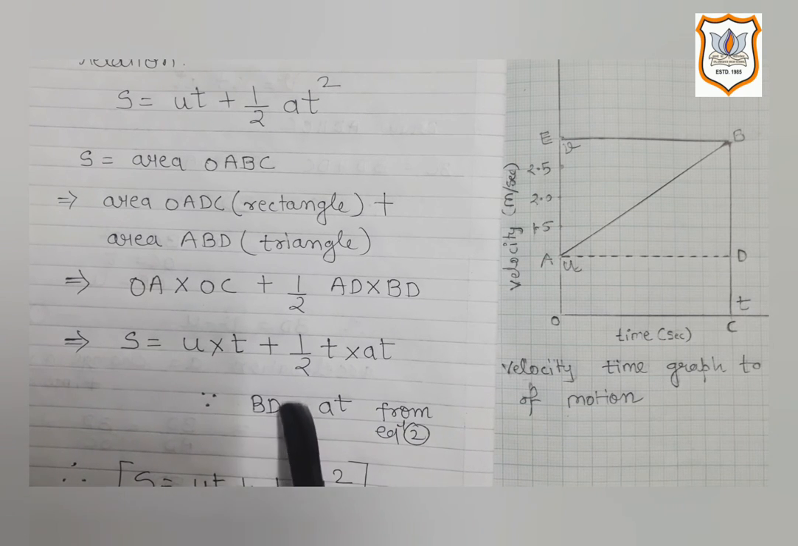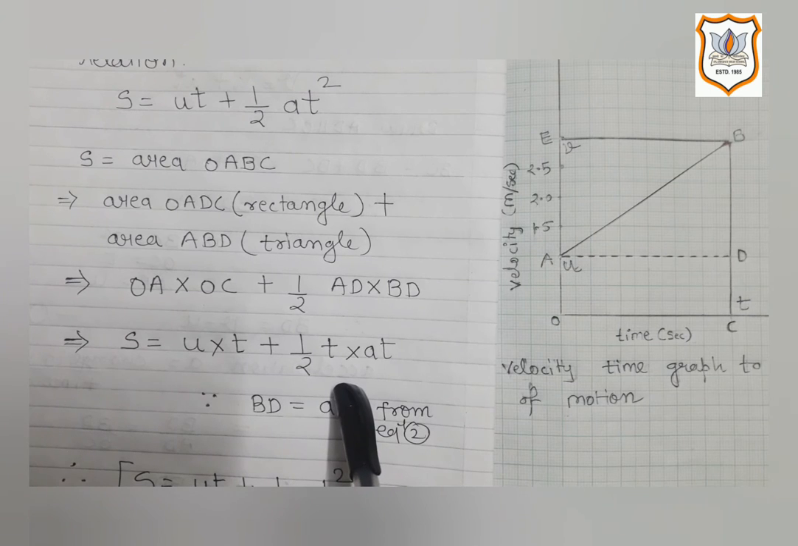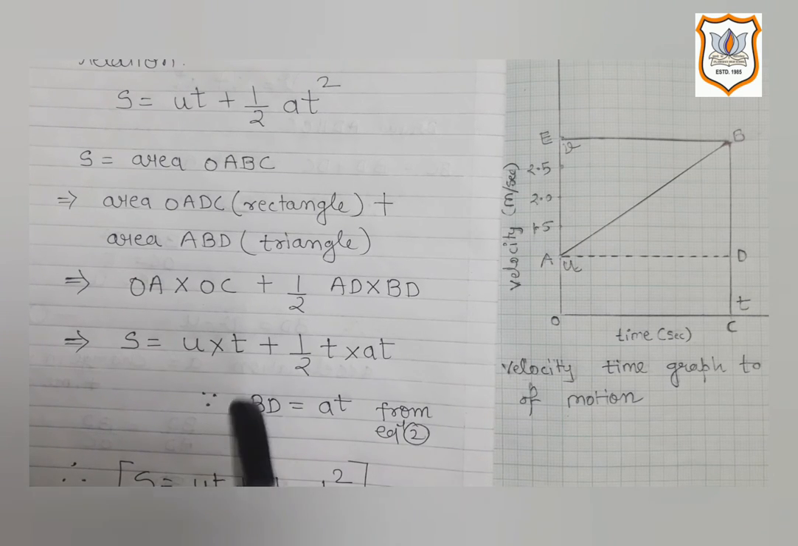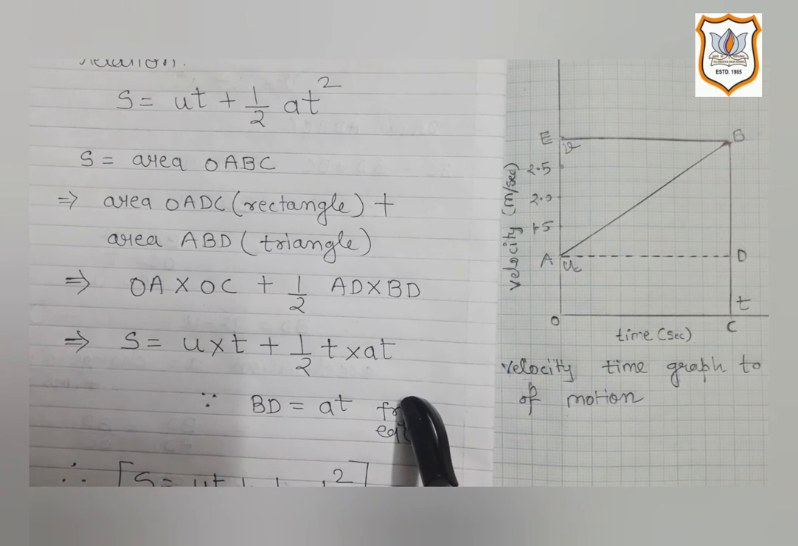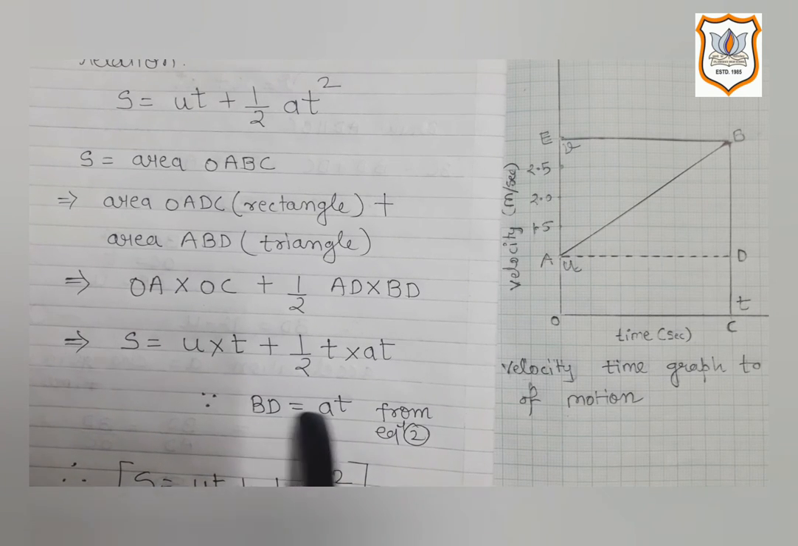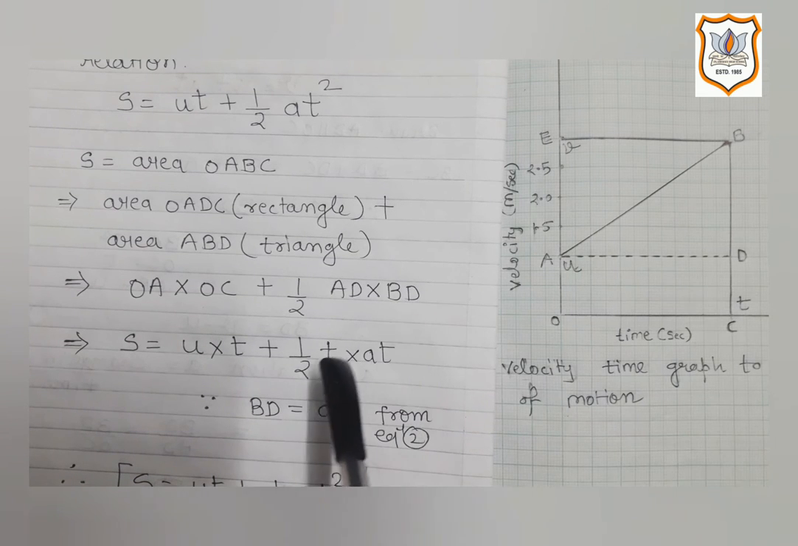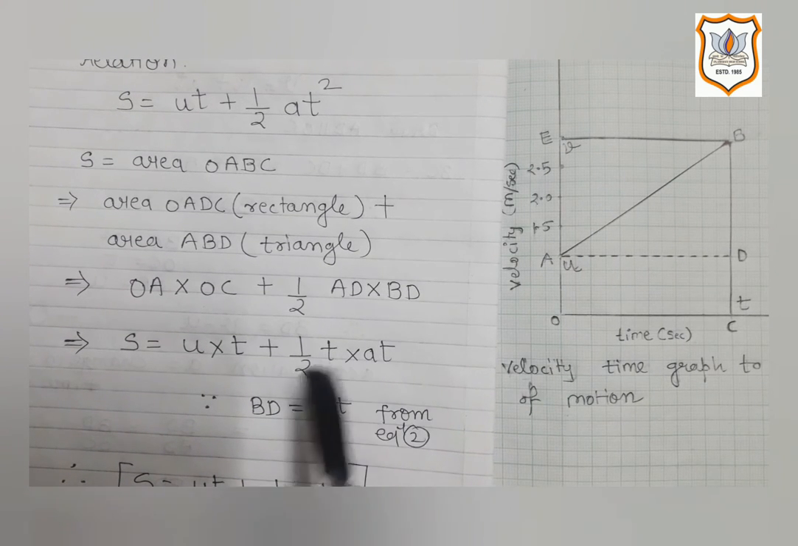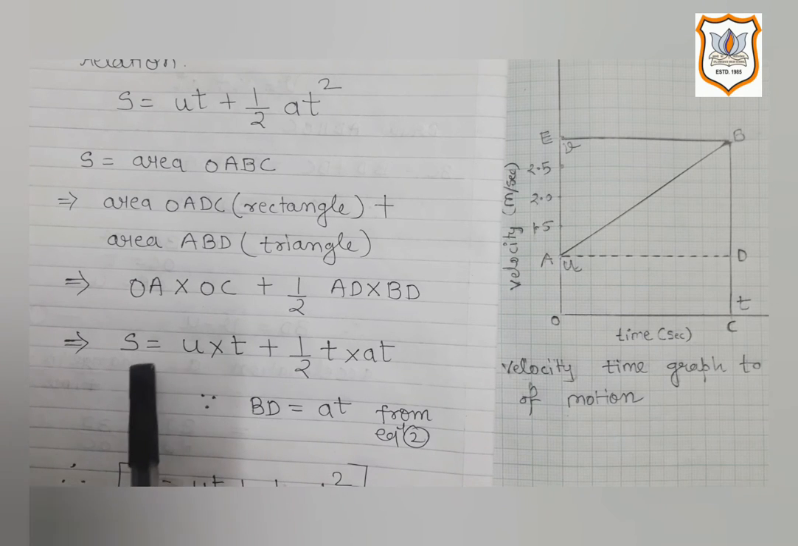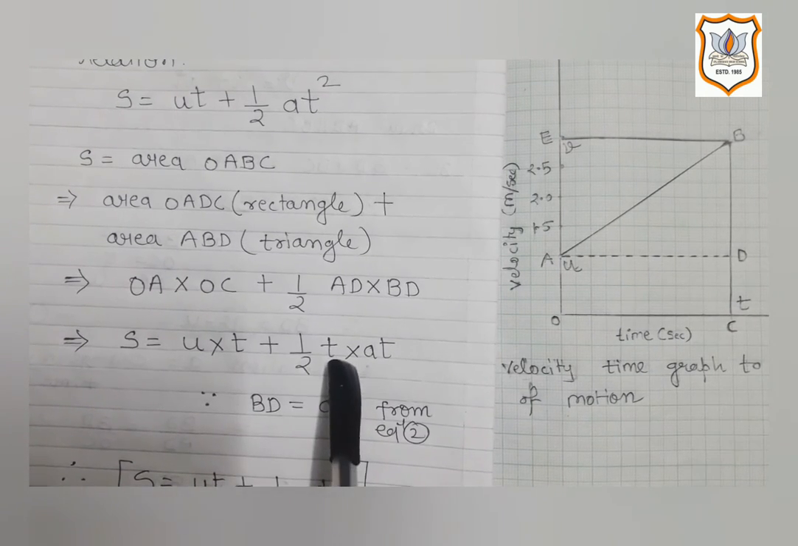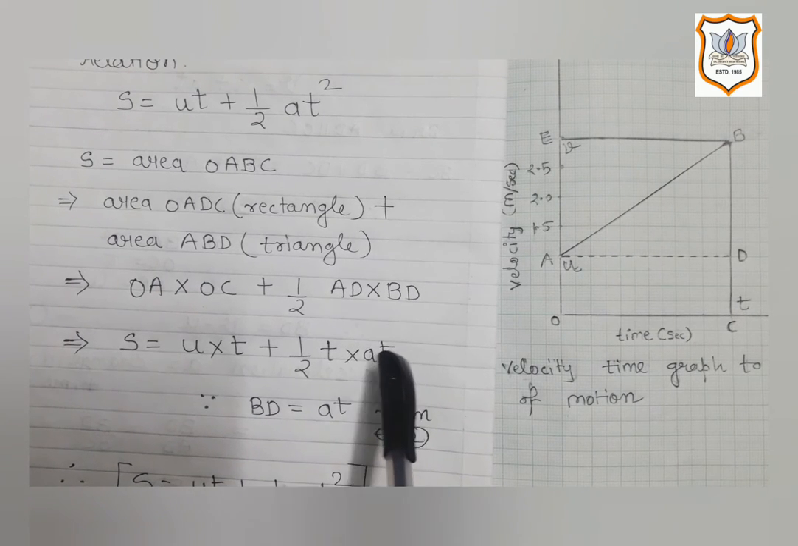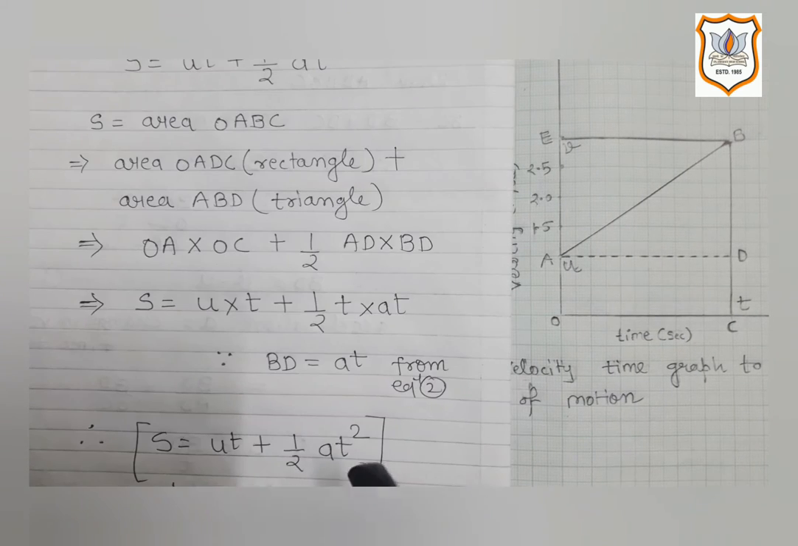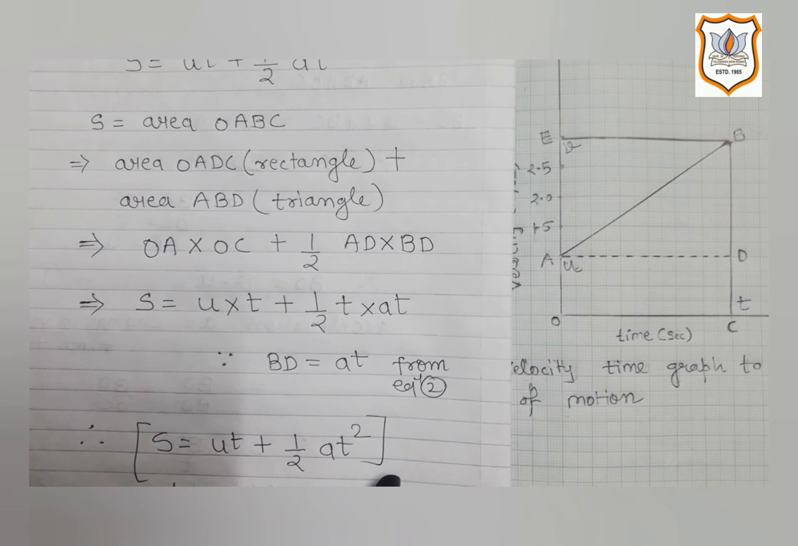Acceleration is change in velocity upon time taken, that we have already proved in our first relationship, v is equal to u plus at. That's why we have taken here BD is equal to at. So we can write half of t into at, and hence we obtained our relationship, that is S is equal to ut plus half of t into at, that is equal to at square. So here we obtain S is equal to ut plus half at square, which is our second equation of motion, or we can say equation for position time relation.